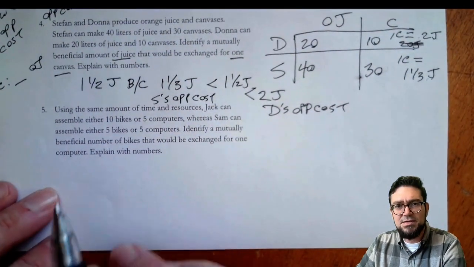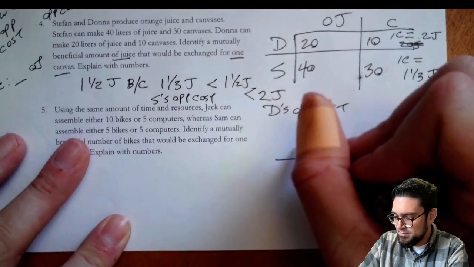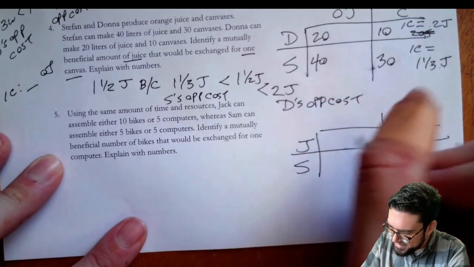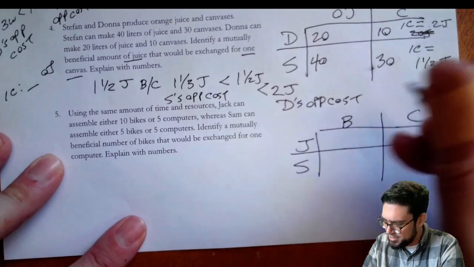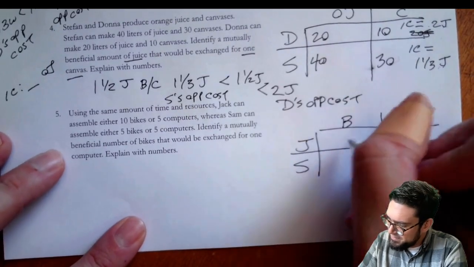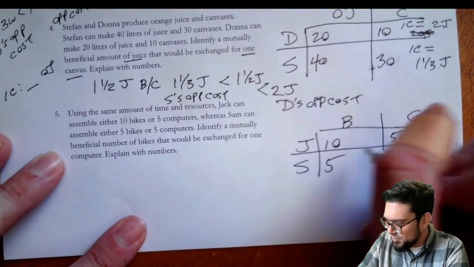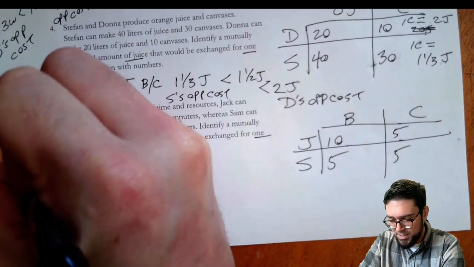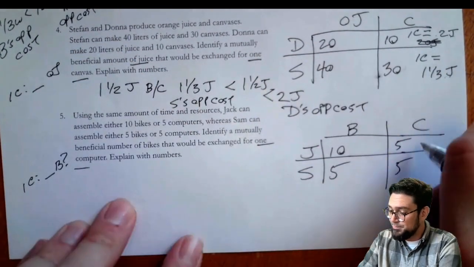Last but not least, we got same amount of time and resources. Jack can make 10 bikes and 5 computers. Wrap this bad boy up, put a bow on it. Jack and Sam, they're making bikes and computers, which is also another weird combination. Jack can make 10 bikes and 5 computers. And we said that Sam can make a 1-to-1. Okay. And it says 1 computer, so that's what's going to tell me. Again, I'm playing in the computer column on this one.